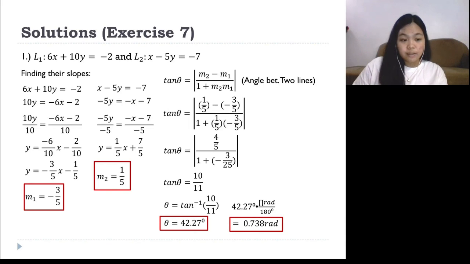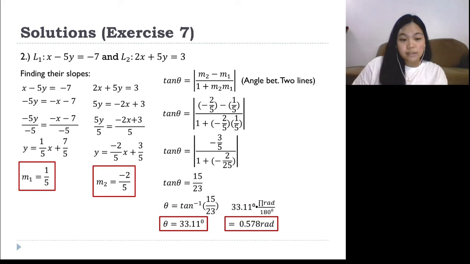Next is to plug in the values accordingly, leading us to have tangent theta equals the absolute value of 1 over 5 minus negative 3 over 5 over 1 plus 1 over 5 times negative 3 over 5. Next is to perform the given operations, and that leads us to have tangent theta equals 10 over 11. Next is to transpose tangent to the other side of the equal sign, which will now be the inverse tangent of 10 over 11, and that is equal to 42.27 degrees. Last is to get its radian form. We will multiply 42.27 degrees by pi over 180, and that is equal to 0.738 rad.